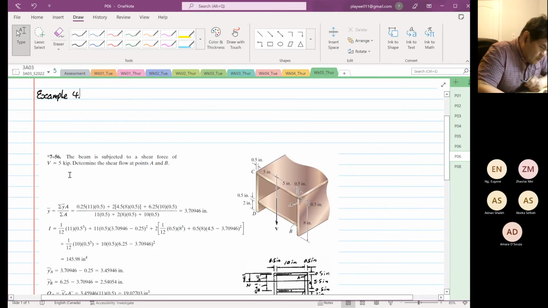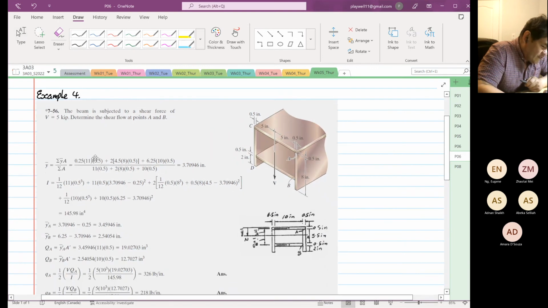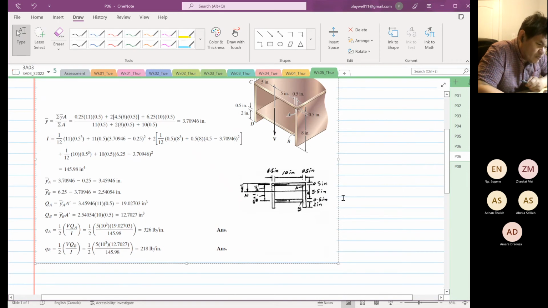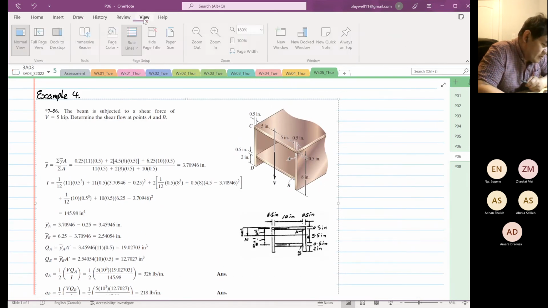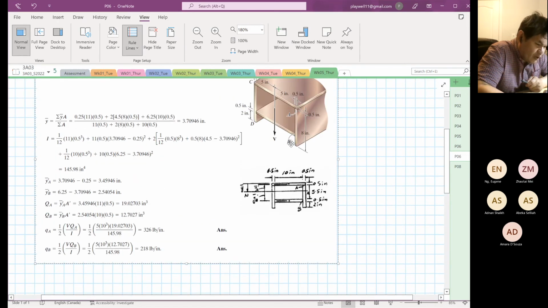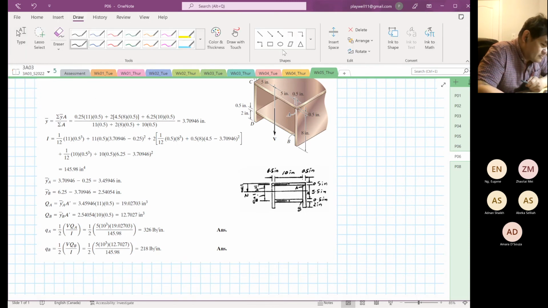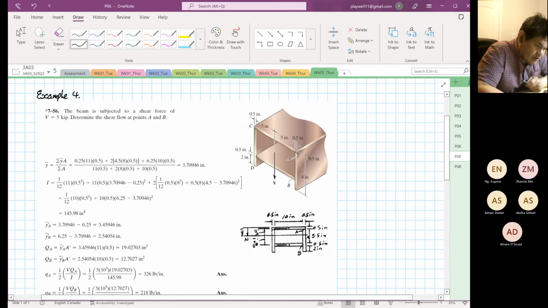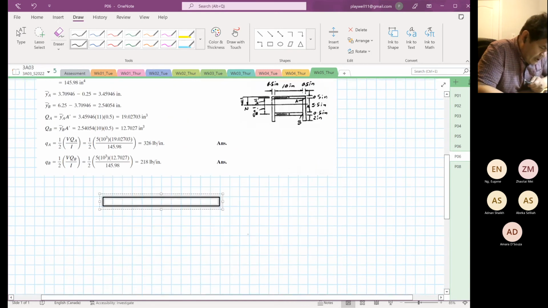Okay, so now we are going to determine the shear flow at point A and at point B, and point B is the confusing part. So I'm going to do a sketch first, and we are going to focus at point B. Okay, so this structure looks like this. And then there are 2 verticals coming down by 8.